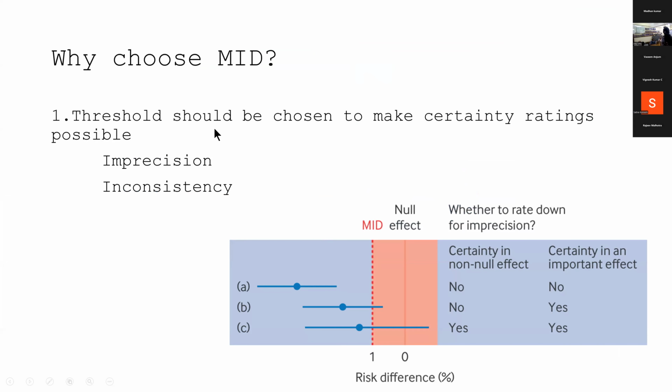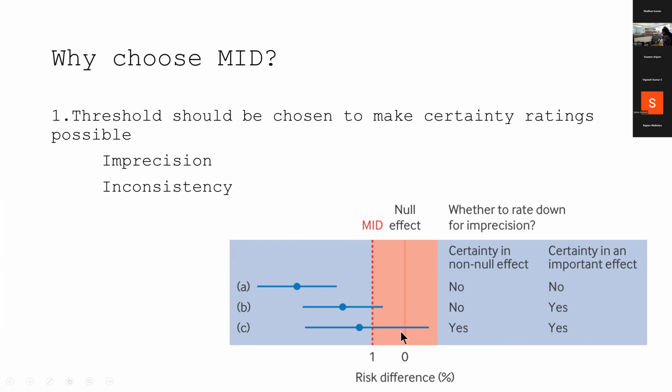First, it's very important for you to rate the certainty of evidence for imprecision as well as inconsistency. So here, just a revision. This study, the point estimate is above the MID threshold, so you will not rate it down for imprecision. This particular study B, you can see that the confidence interval is crossing the MID threshold. So here you will actually rate it down 1 for imprecision.